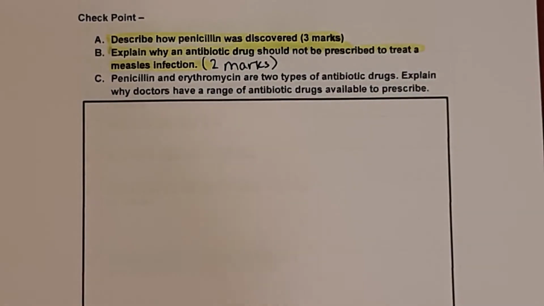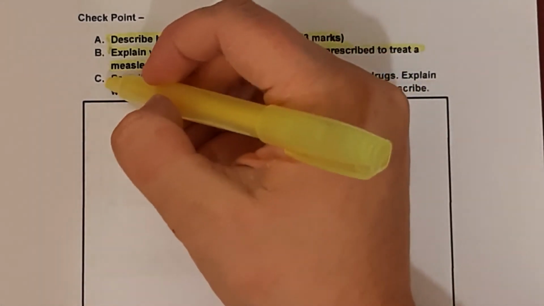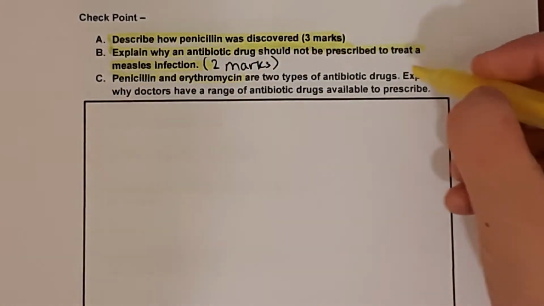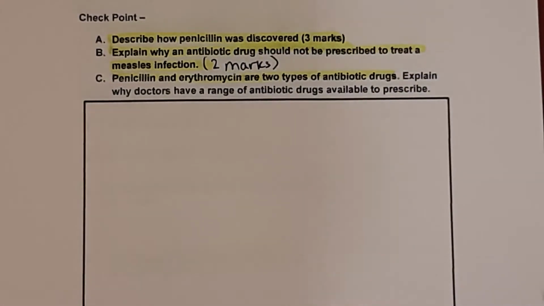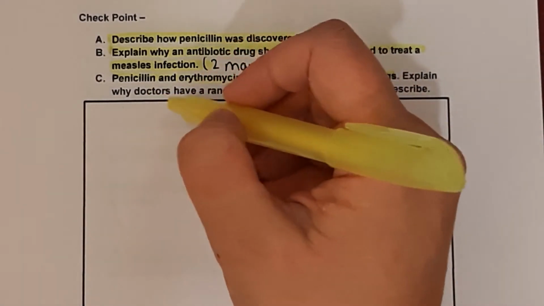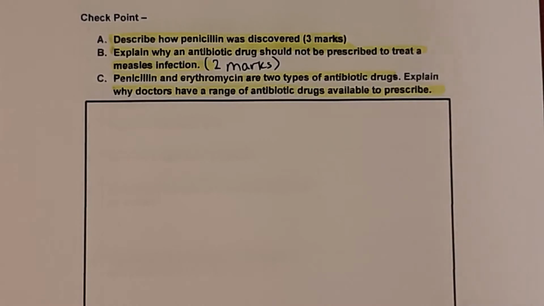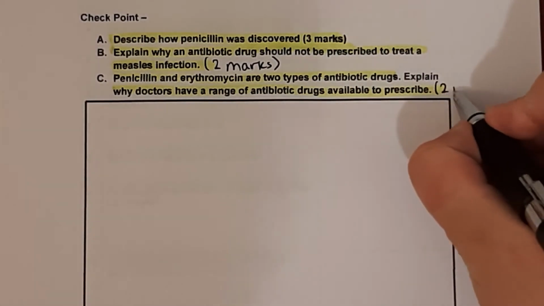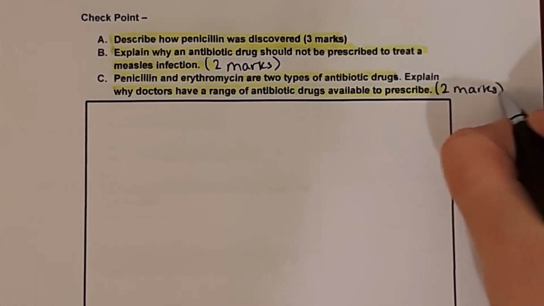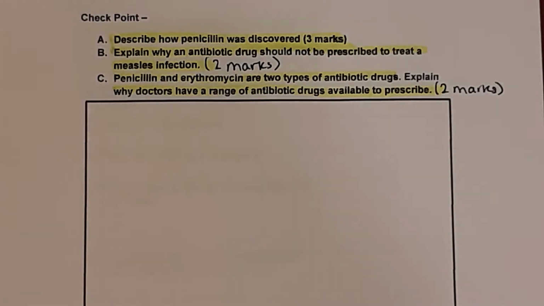Part C in fact: penicillin and erythromycin are 2 types of antibiotic drugs. Explain why doctors have a range of antibiotic drugs available to prescribe. So why do doctors have a range of antibiotic drugs to prescribe? Again, this is for 2 marks. Okay, so pause the video whilst you have a go at that, and then we'll go through the answers together.